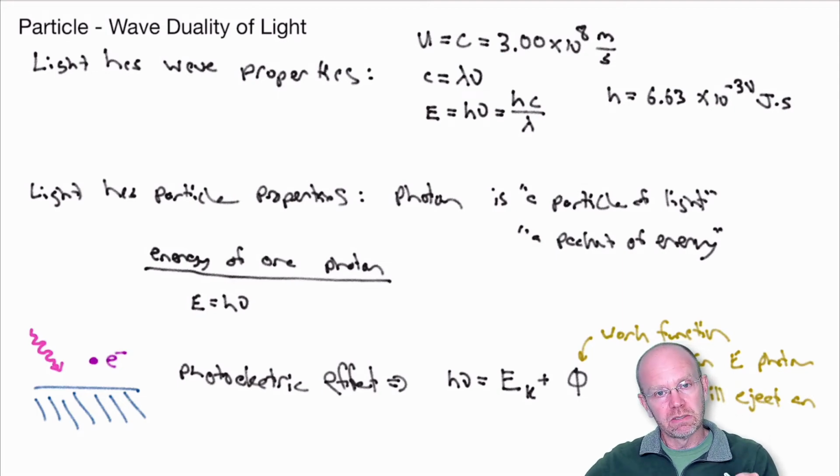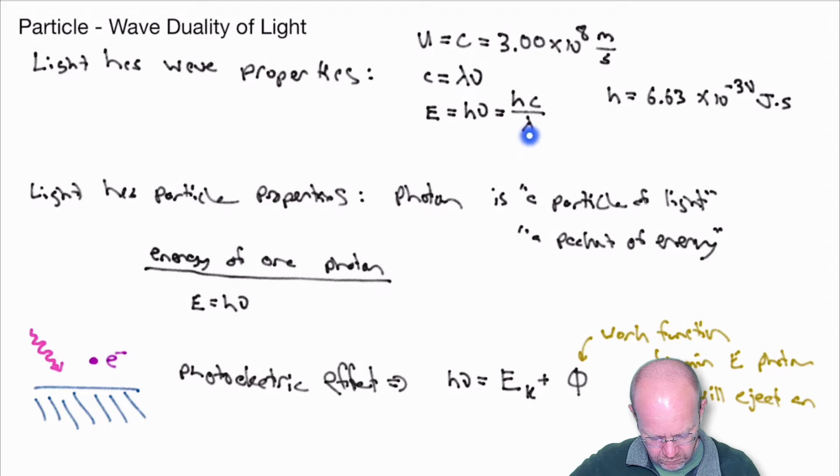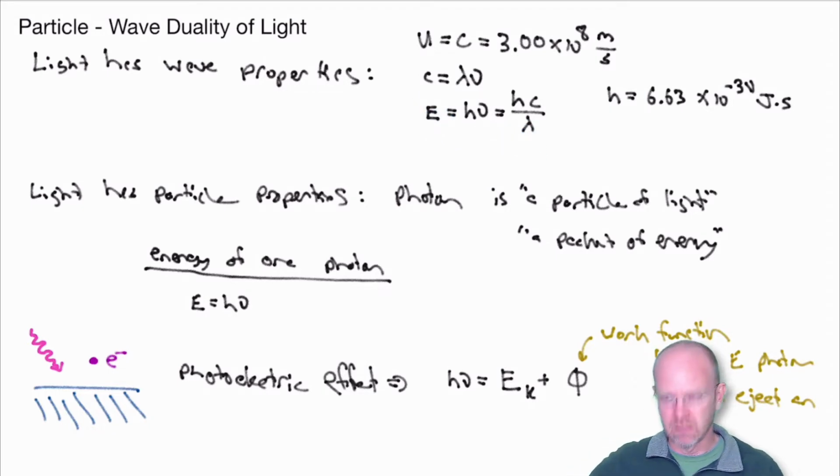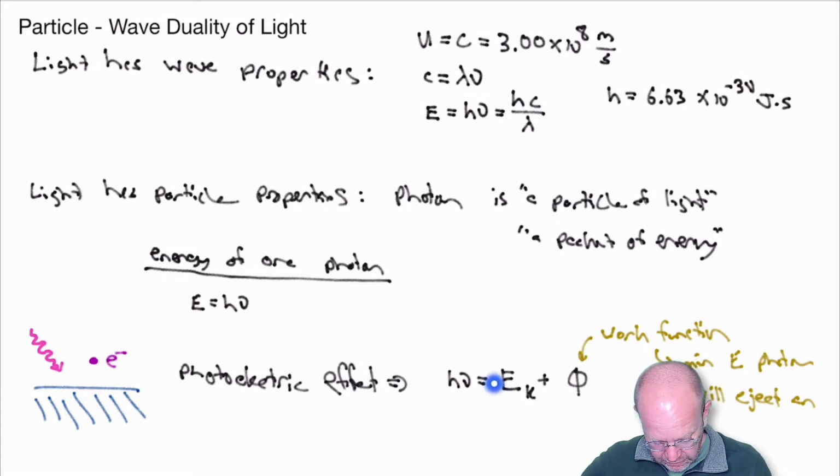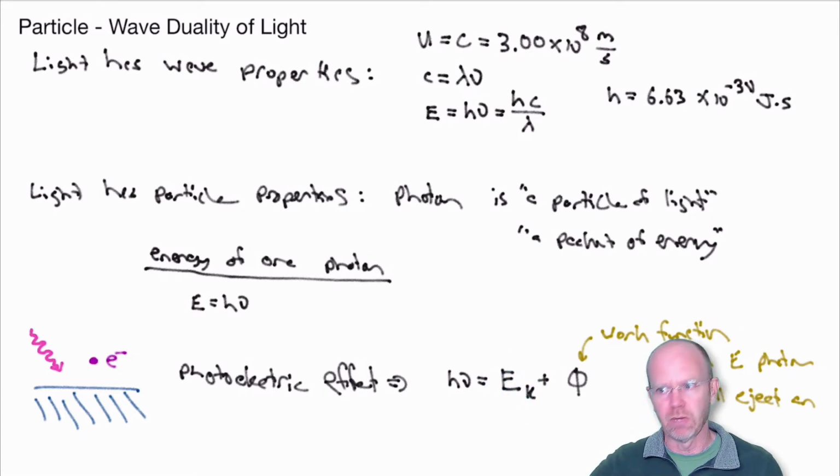But if you increased the frequency, the energy, or decreased the wavelength, right? Decreasing the wavelength means increasing the energy. By this equation right here, if we decrease the wavelength, the energy goes up because the wavelength is in the denominator, then we would see those electrons being ejected having some amount of kinetic energy.